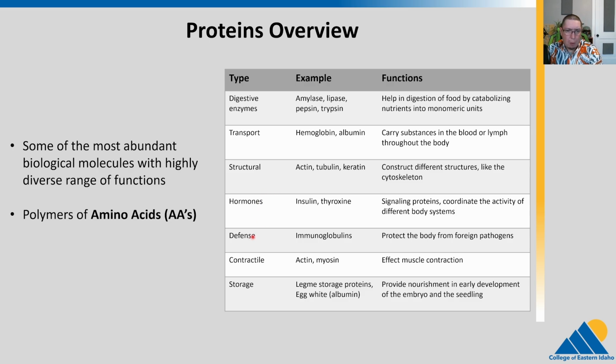There's defense of the body, things called immunoglobulins, like antibodies. These are proteins that help protect us from pathogens. There's some that help cells contract. Actin and myosin are key in muscles to help them contract. There are things that store nutrients like egg white, what we call the albumin, that stores nutrients for the developing embryo. So there's lots of different functions and there's many, many different proteins.